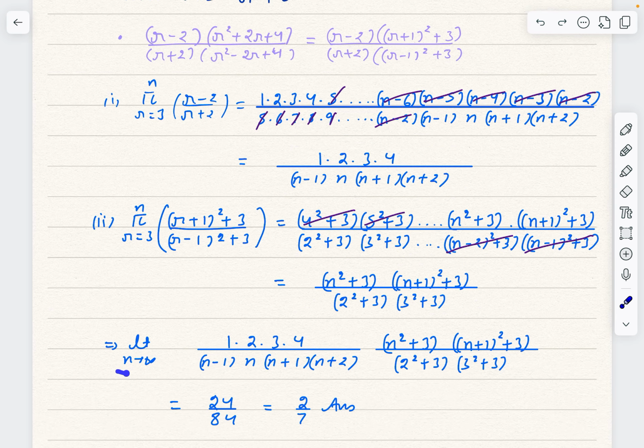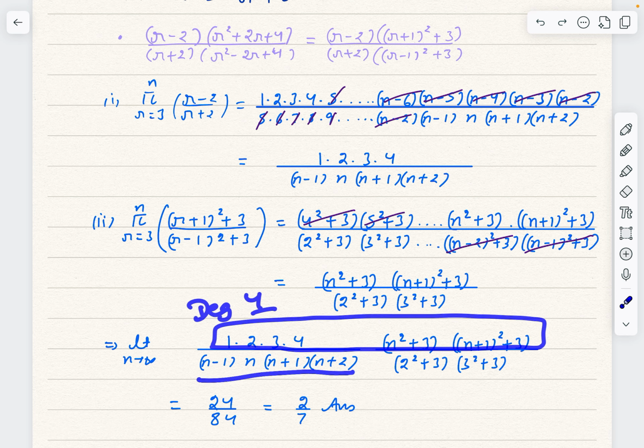So we get the limit as n tends to infinity of 1·2·3·4 over (n − 1)n(n + 1)(n + 2), times (n² + 3)((n + 1)² + 3) over (2² + 3)(3² + 3). In the numerator, we have a degree 4 polynomial.